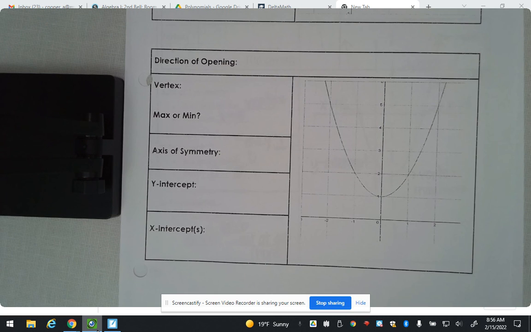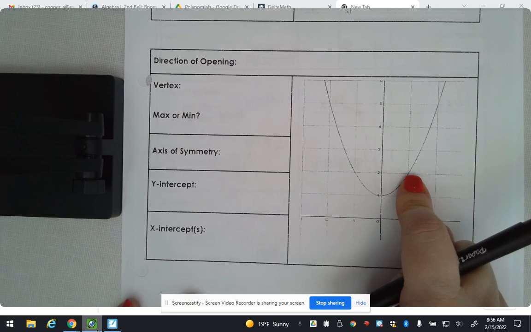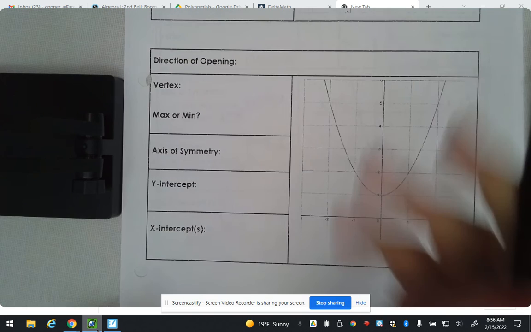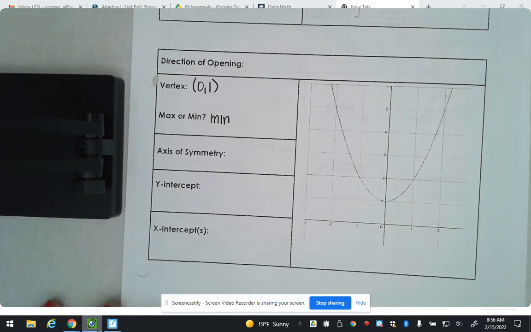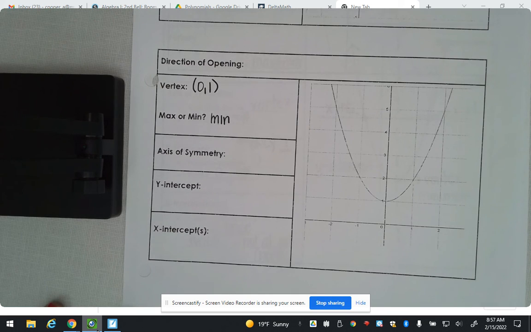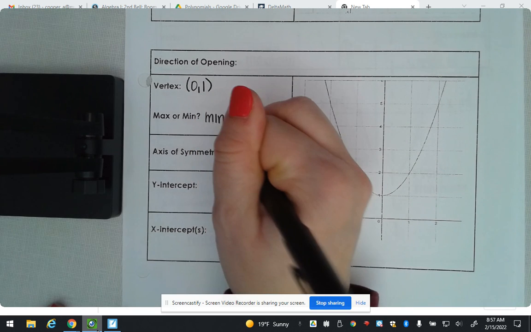All right, we ready? Here we go. This one. Opening. What did you put? Up? Good. Vertex, max or min? Minimum, yes. And my vertex should be 0, 1. Yeah? Axis of symmetry is x equals 0.